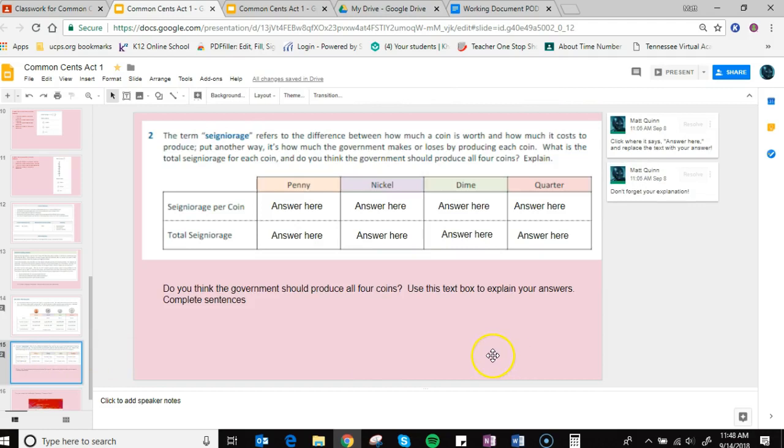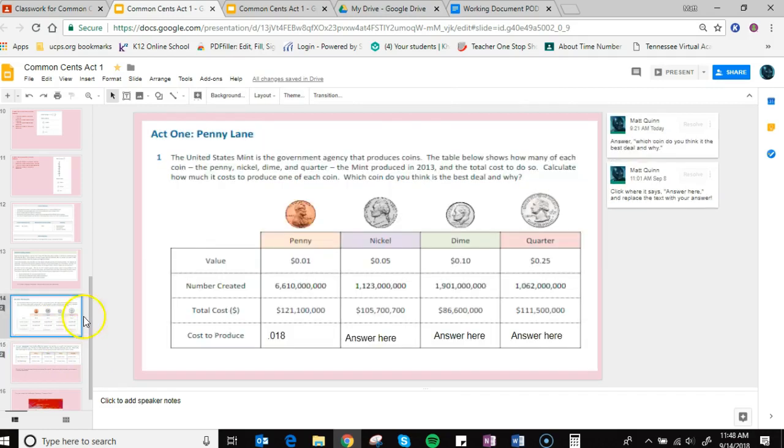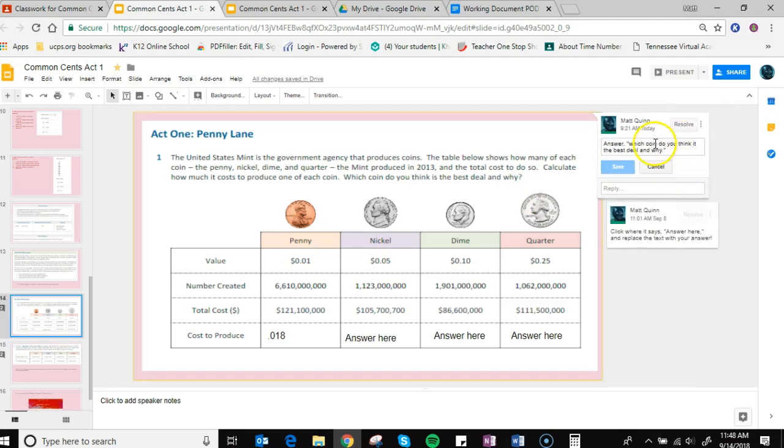Last but not least, before we go any further, don't forget to answer the questions. I want you guys to start using these comment boxes to communicate with me. And over here, I have the answer box where I want you to talk about which coin you think is the best deal and why. Doesn't have to be a lot, but all you have to do is come up here and edit it, and put in your own answer, whatever that answer may be. Remember, this is part of the activity, so spend a few minutes and get it done for me.